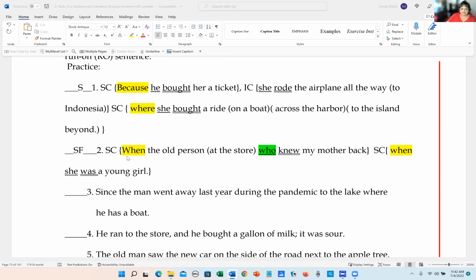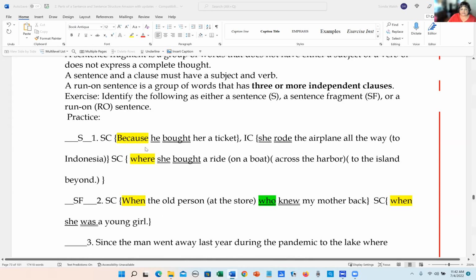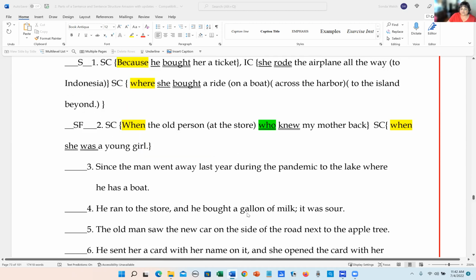I just want you to understand why this is a sentence fragment. A sentence fragment could be 796 subordinate clauses. If you have a sentence with 0 independent clauses, it is a sentence fragment. That's just the way it is. All right, let's go to number 3.